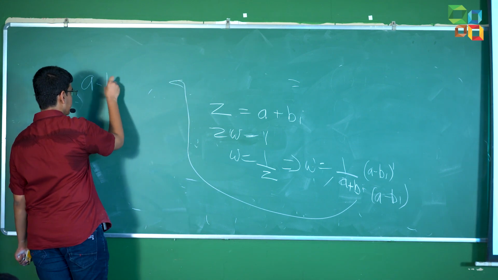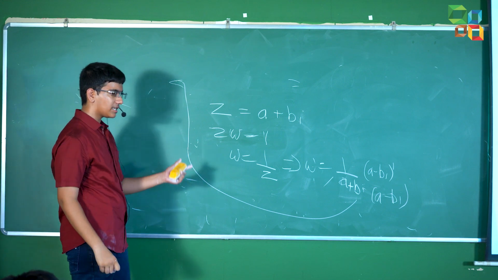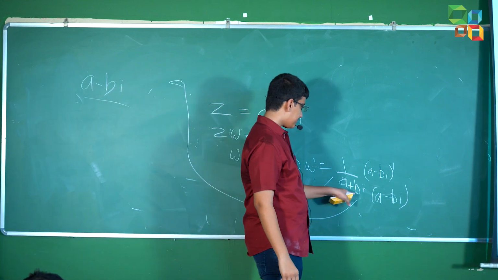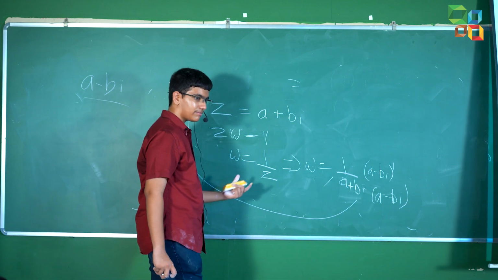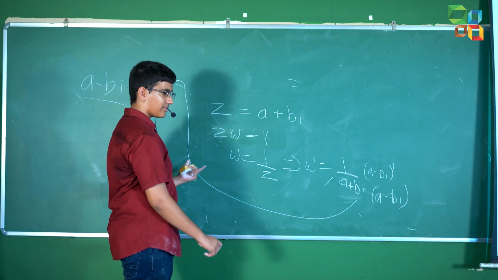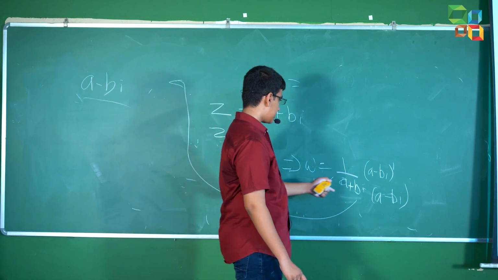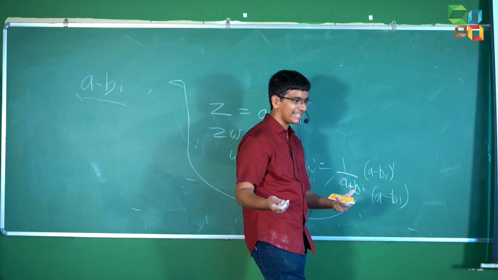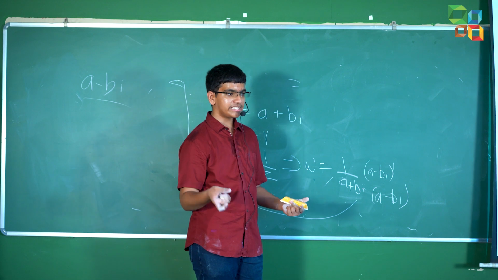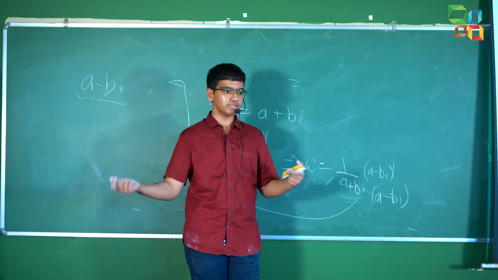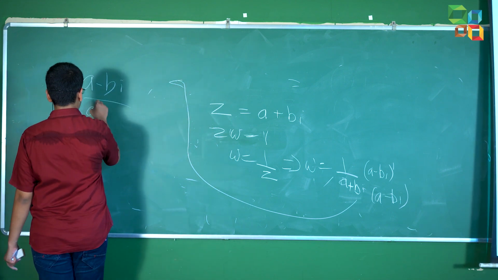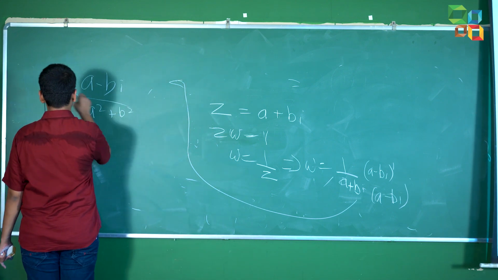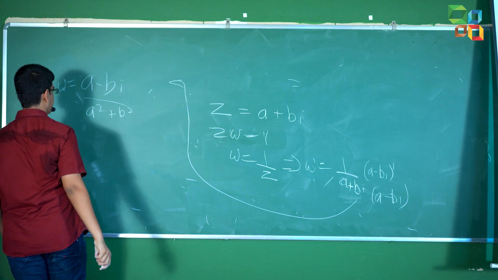You get a minus bi in the top, a minus bi into 1 is a minus bi. If you multiply a plus bi and a minus bi, it is of the form x plus y, x minus y. So you get x squared minus y squared, right? So it's a squared minus bi squared. i squared is -1. So it becomes a squared plus b squared. So you get a squared plus b squared. You get w has to be this.